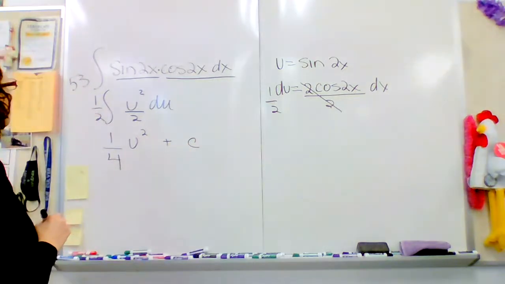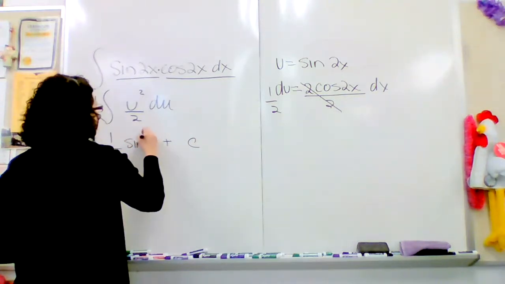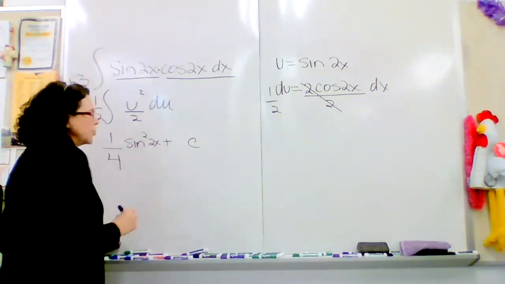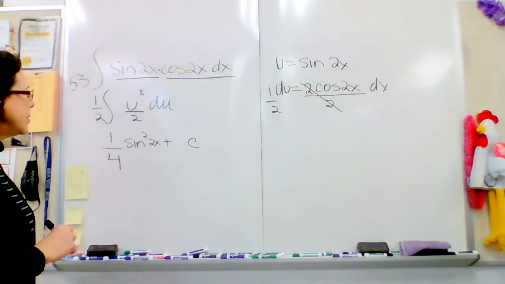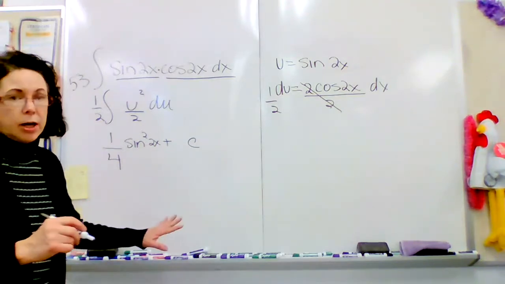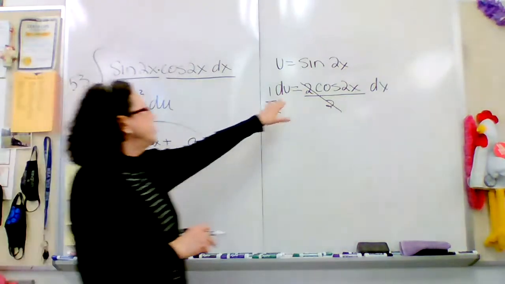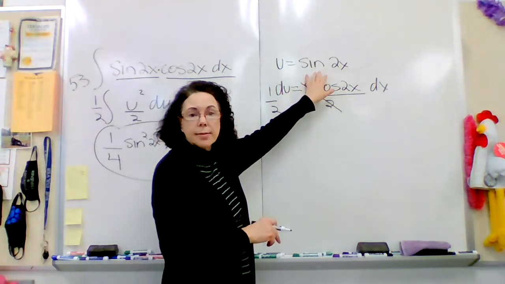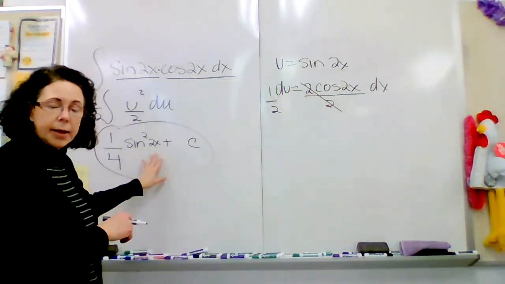And my u is, what was it? Sine of 2x. Now, if I'm right, this is absolutely perfectly correct here. If I had made u a cosine of 2x, I would have had kind of an equivalent expression, but with cosine in there.